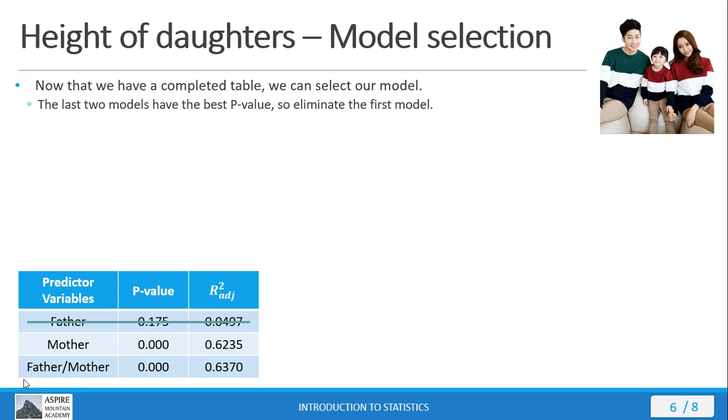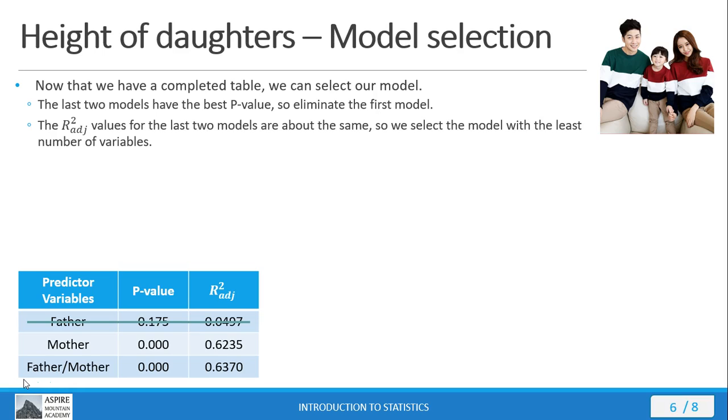Then to select between the two models that are left, we're going to look at the adjusted R-squared values. Notice the value of adjusted R-squared is about the same. There's really not a whole lot of difference between 0.63 and 0.62. They're really next door neighbors in the same neighborhood. But the one model has two variables and the other model has one variable. So we're going to select the model that is the simpler one, because the adjusted R-squared value is not providing that much differentiation.